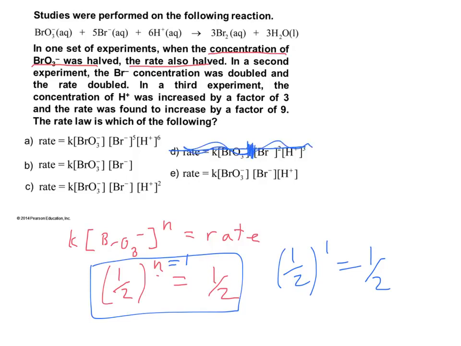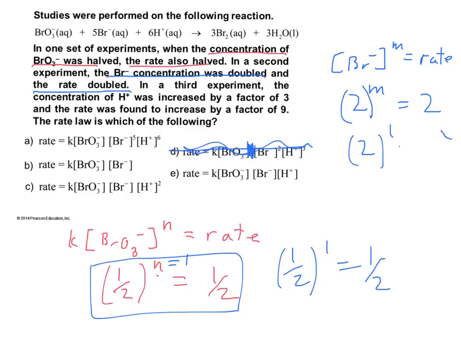Next, let's look. In a second experiment, the bromide concentration was doubled and the rate doubled. All right, so I have, did I say bromate? Bromide. So I have bromide to the m power equals rate. I double my bromide concentration and my rate doubles. What value of m here would make this a true statement? Once again, 1 is the only value that would make that a valid statement. So I know my order of bromide has to be 1 as well.